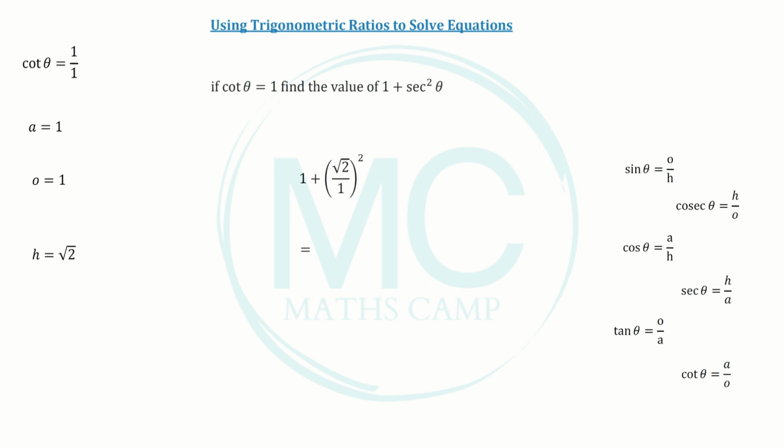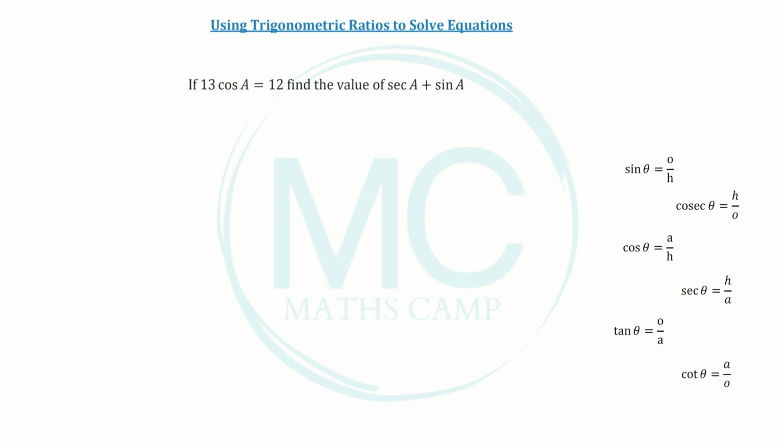Now we have 1 plus root 2 squared, which is simply 2, over 1 squared. So we get 2 over 1, which is simply 2. Now we have 1 plus 2, which gives us an answer of 3. Let's do one last example.